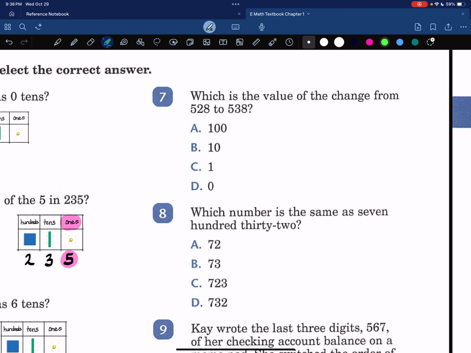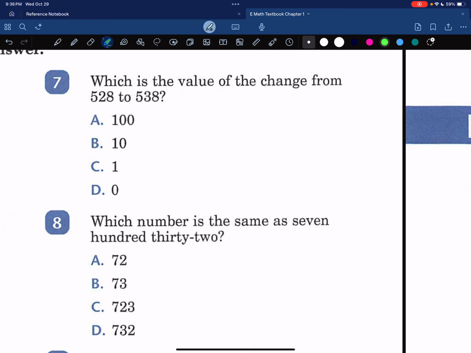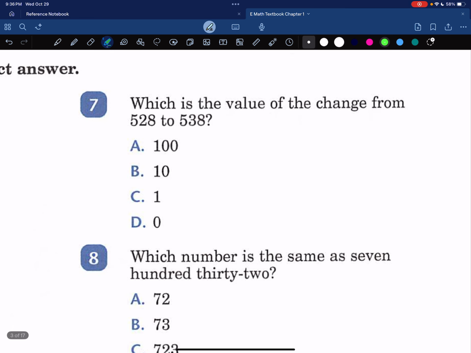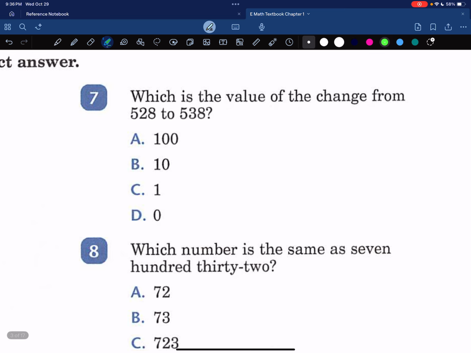So the answer you want is C. Which is the value of the change from 528 to 538? Now, if you know that the word change means to subtract, you can absolutely do that. You can say 538, take away 528, and you will see that there is a difference of 10. If you don't know how to subtract yet, that's okay.